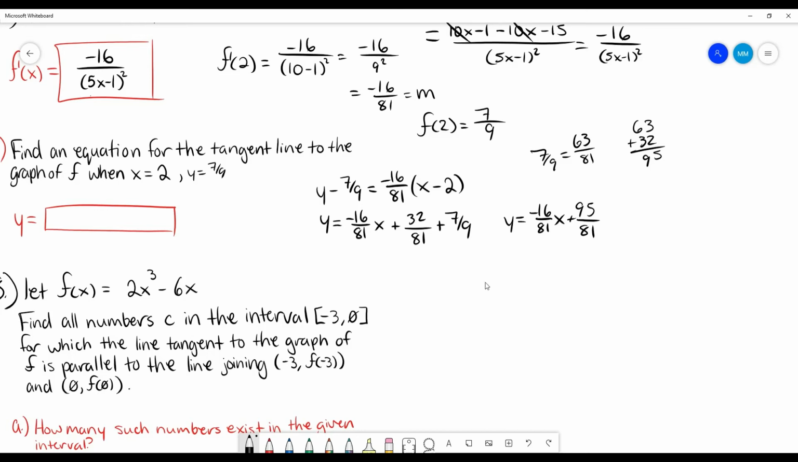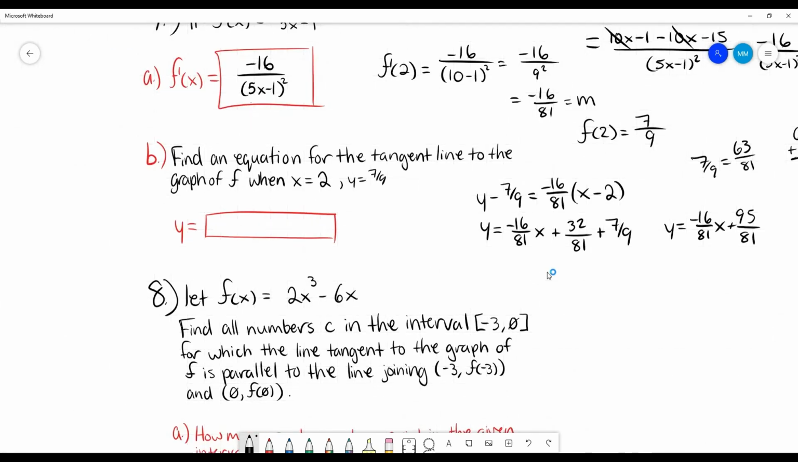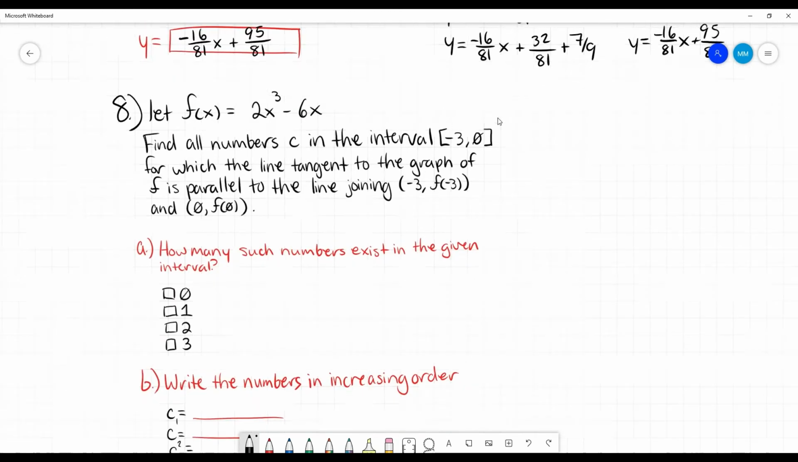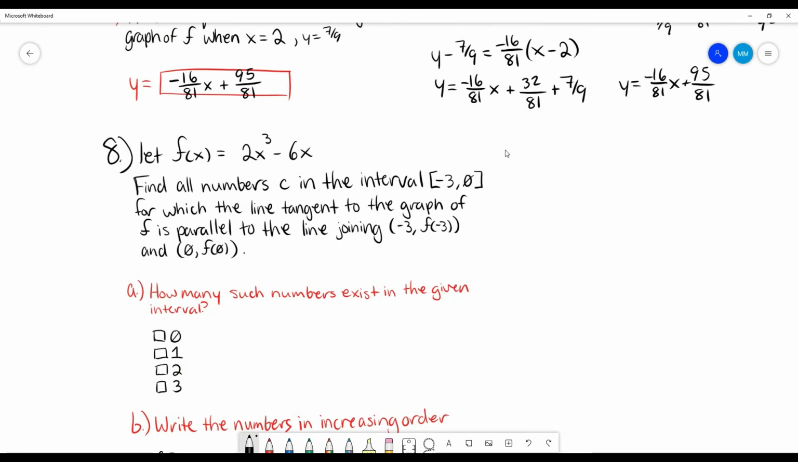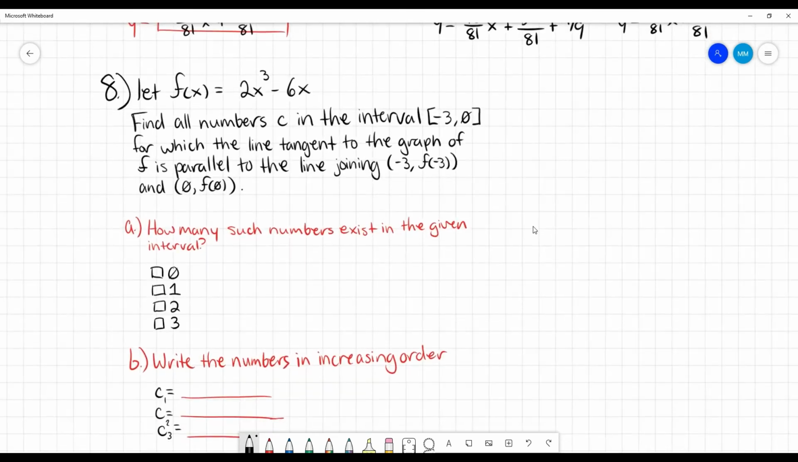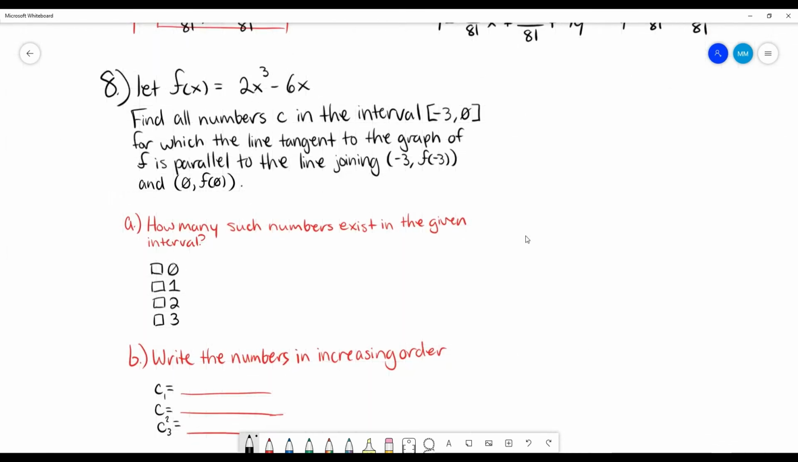Which is, I could write that as a mixed number, but I'm not going to for right now. So that should be our equation. I don't expect, however, that you'll have any fractions like this for the actual homework question. So if you do get fractions like that, I would just double check your work. Let's try number 8 now.